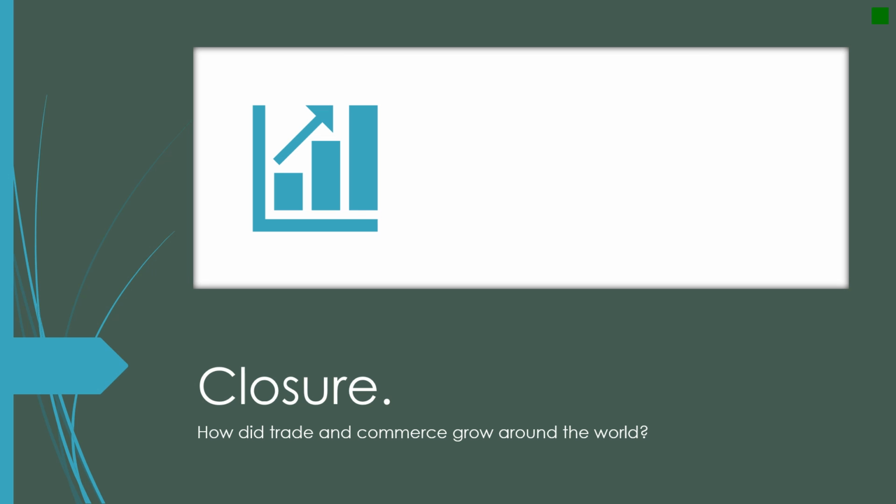So, our closure. How did trade and commerce grow around the world? Think about the trade with the Columbian Exchange. Think about how that impacted Europe financially and allowed for businesses and entrepreneurs to make profits with such things as joint stock companies and elsewhere. And that will help you answer your questions for today.